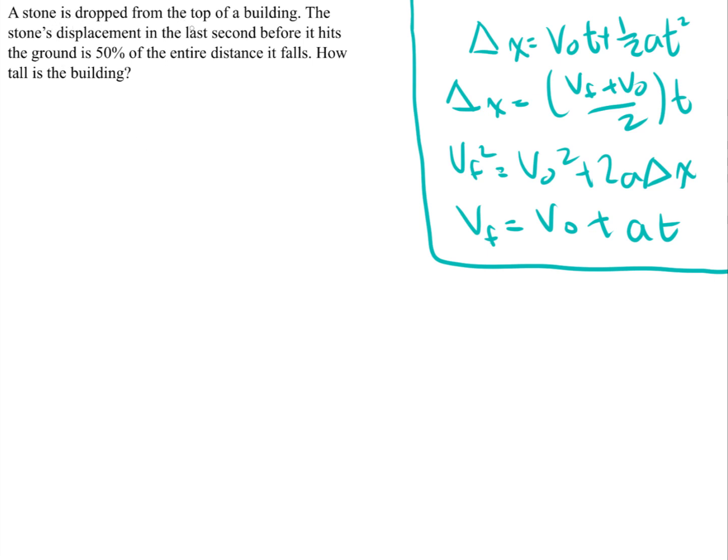A stone is dropped from the top of a building. The stone's displacement in the last second before it hits the ground is 50% of the entire distance it falls. How tall is the building?